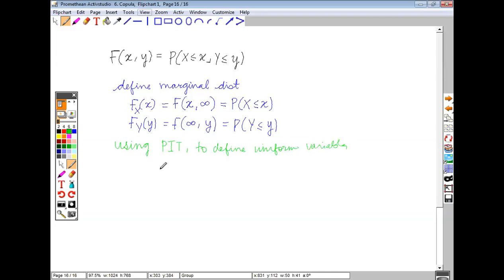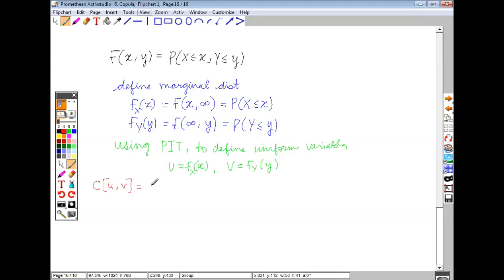Okay, and what I will just write here is that my u is F of x and my v is F of y. So nothing new up until now, but now let us try to consider what a copula is. We want to build a copula using all the information that we have. So now I'm going to write C of u, comma, v.